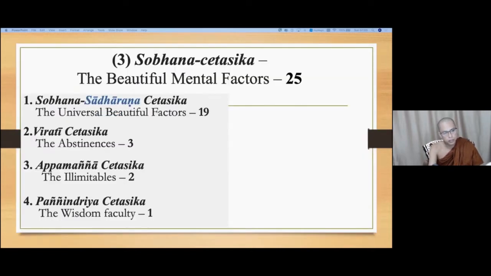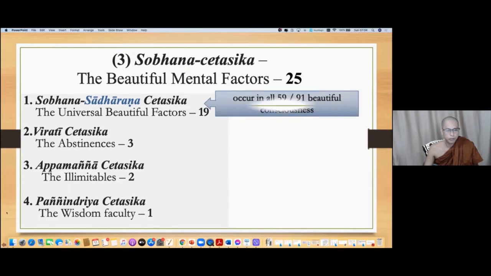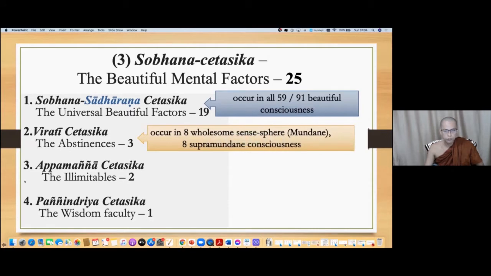Sobhana is beautiful. You may remember we studied the Sobhana Citta in the first chapter, the chapter on consciousness. There, we learned about the first group, unwholesome consciousness, and the second group, rootless consciousness. Unwholesome consciousness and rootless consciousness are collectively called asobhana, non-beautiful. Then the other consciousness, starting from the sense-sphere beautiful consciousness, are called sobhana.